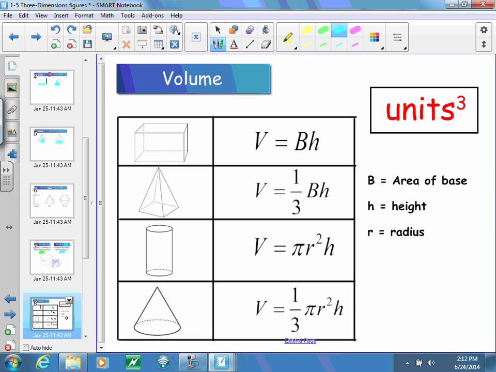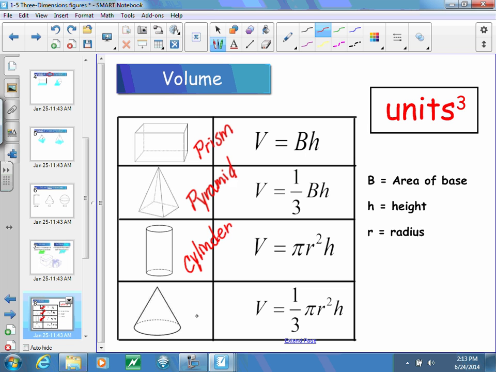So the next thing here is the formulas that are going to be used. Now you may need to pause this video so that you can write all of these down, and that's fine. But what I want you to realize is that these formulas work for any prism, any pyramid, any cylinder, any cone. So this first one is for a prism. The next one's for a pyramid. Then you have a cylinder, and then you have a cone. We're not doing sphere at this point, but we're going to use these four.